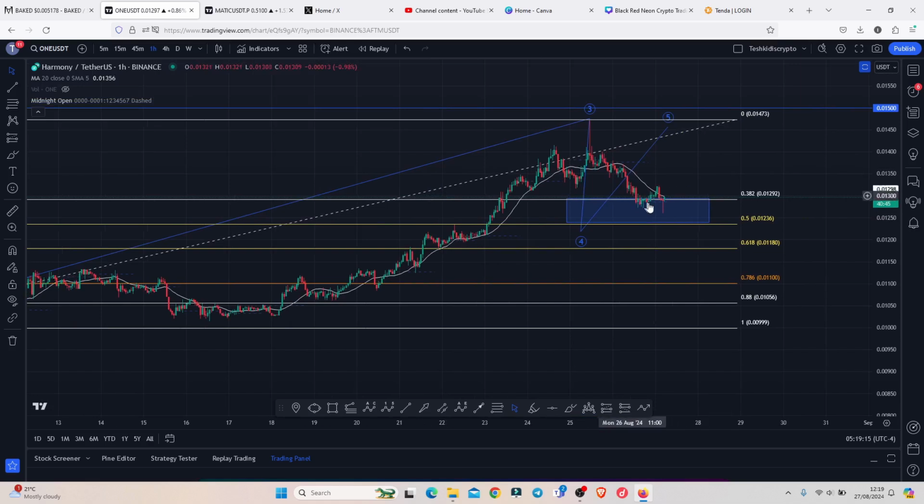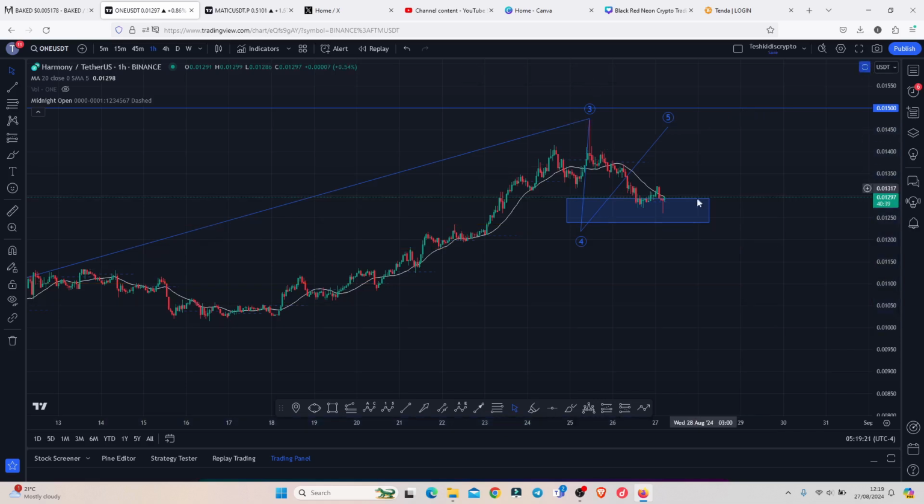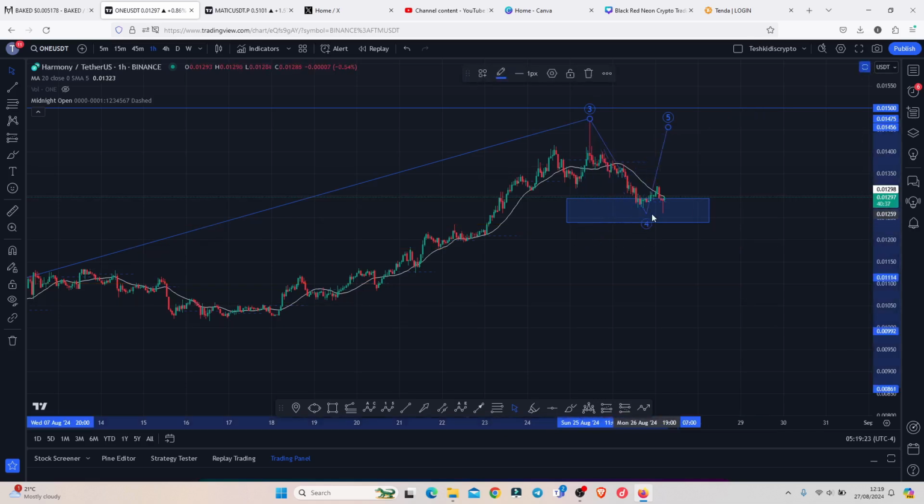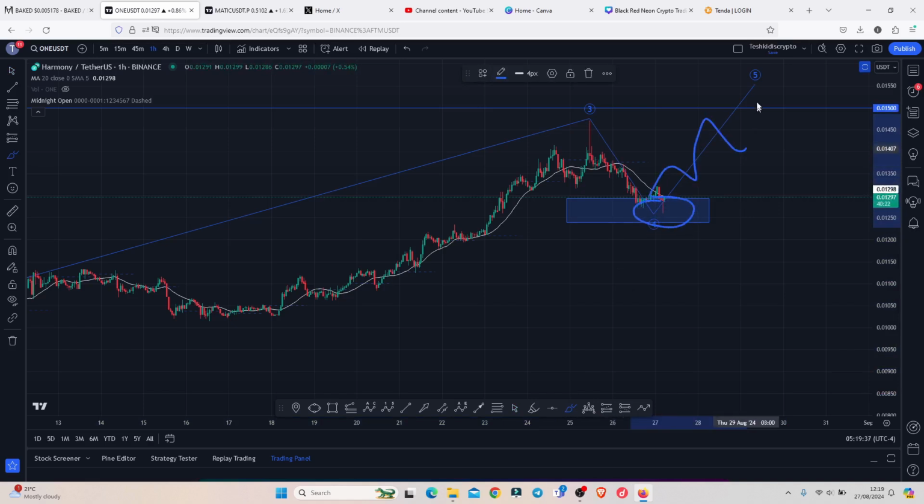That is, we have seen a pullback into that target area, though we are yet to fully maximize the target area. And there are two possible scenarios that can play out in the next coming hours. The first one is that we can either fully maximize the target area, get one more new low in this blue target area over here in the formation of this Elliot wave count 4 before we can finally see that aggressive bounce to the upside in this Elliot wave count 5.